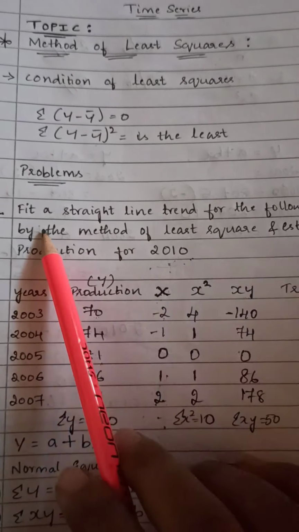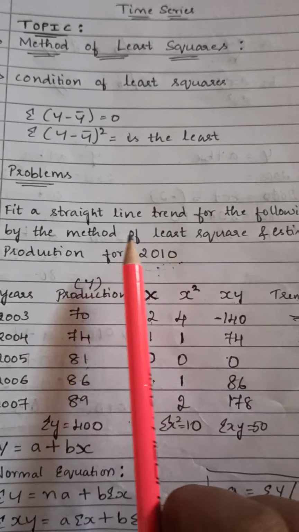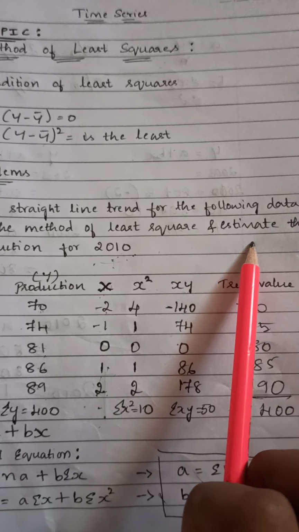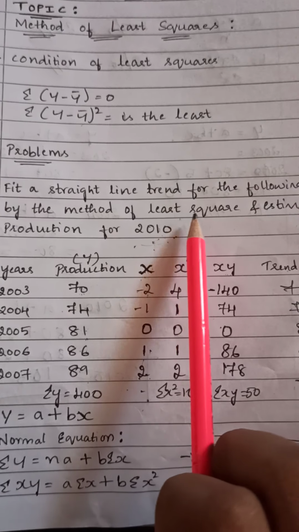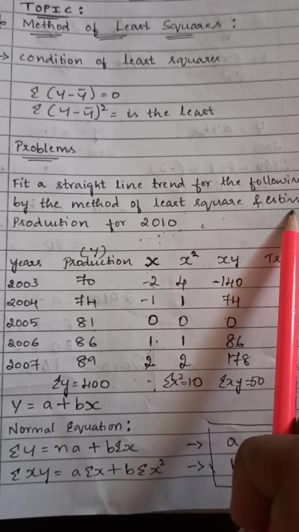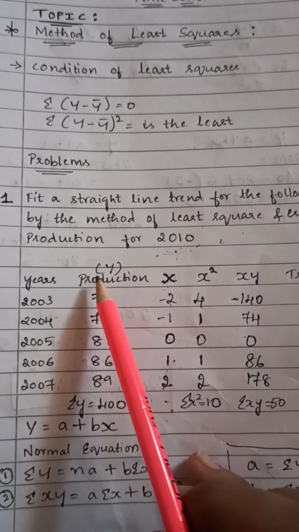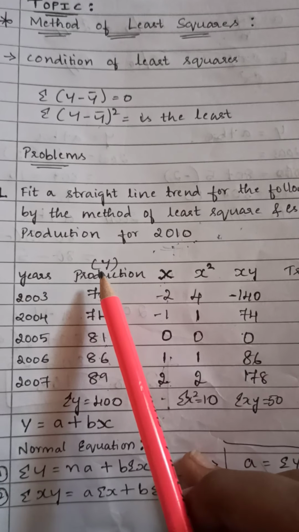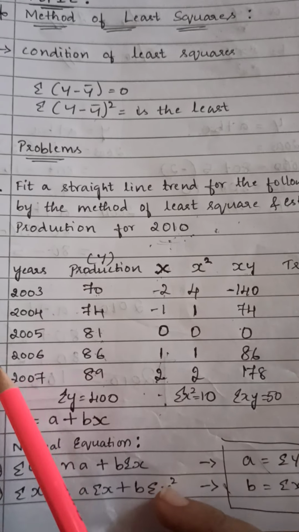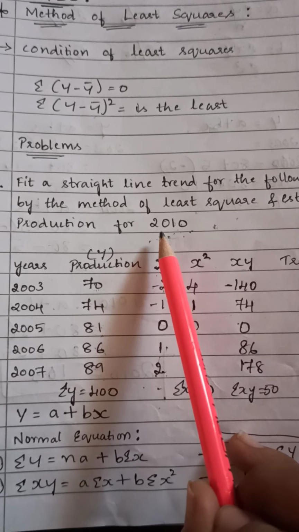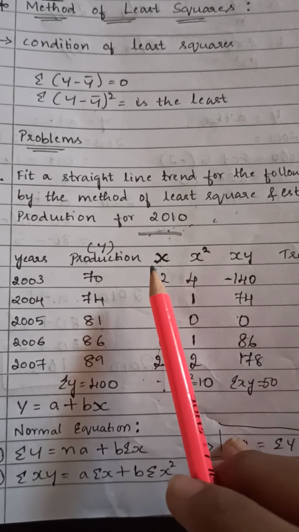This is the problem under the least squares method: fit a straight line trend for the following data by the method of least squares and estimate the production for 2010. So we have to follow the method of least squares and find out the production for 2010. In the question they have given the years 2003, 4, 5, 6, 7 and the production values, and we have to find the production for 2010. First we have to find the x values.